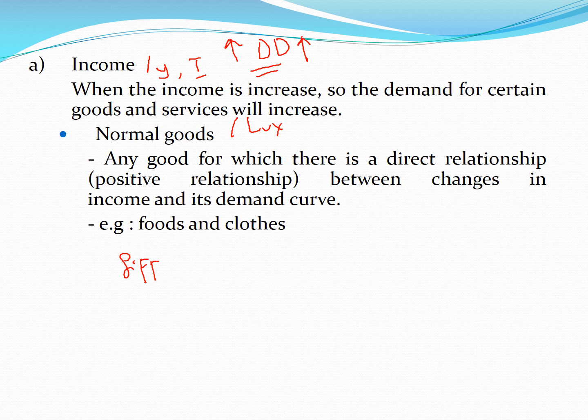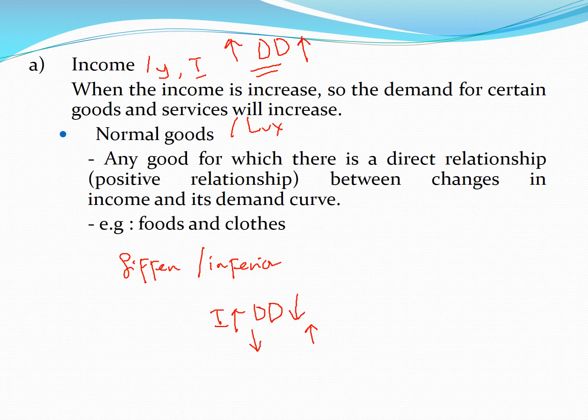But for Giffen good or inferior good, it is a good that people buy when they have low income. Normally it is a low quality product, for example bundle clothing, low quality food. For this one, if your income increases, your demand for that product will drop. If your income drops, demand for Giffen or inferior good will increase.